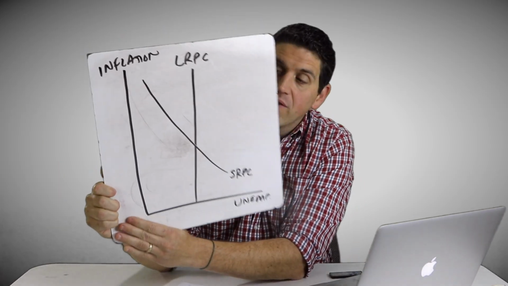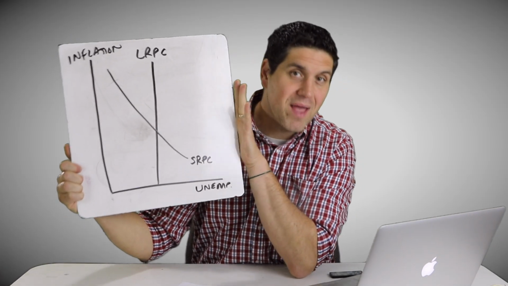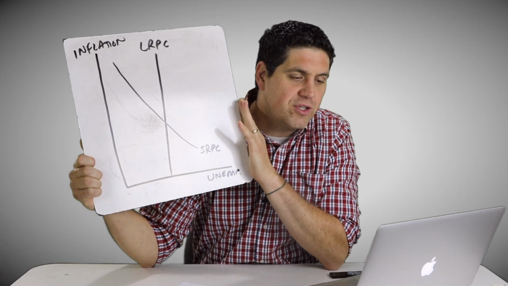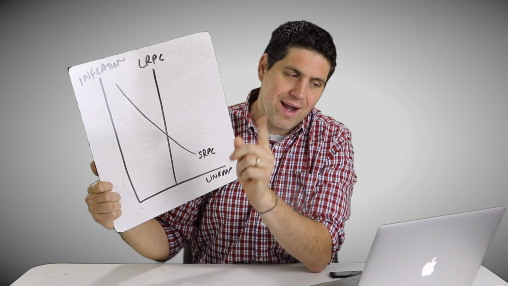We need a graph for it, and here it is. This is the Phillips curve. We've got the short run Phillips curve, which is downward sloping. We've got the long run Phillips curve, which is vertical. I explain why they look like this in the summary videos, but let's answer this question. Which of the following is true for the short run, but not true for the long run? Well, the right answer is A.